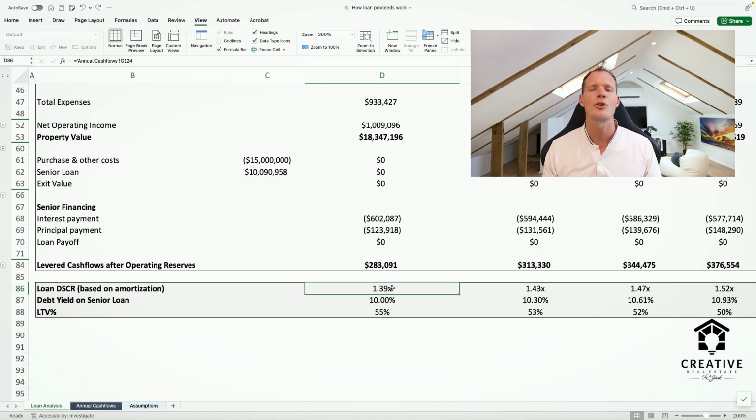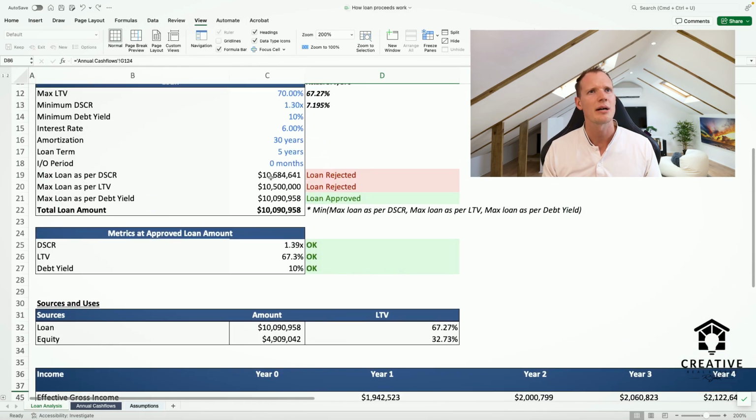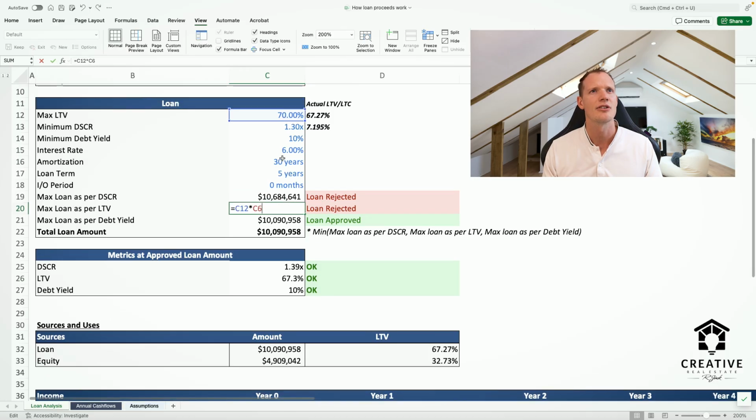In fact, if we were to work with the maximum loan amount at 1.3 times based on where our NOI is, our loan will come out to $10.684 million. If we look at the next metric, which is our loan to value, what we'll see over here is at a 70% loan to value, we could use a loan of $10.5 million based on the $15 million purchase price.